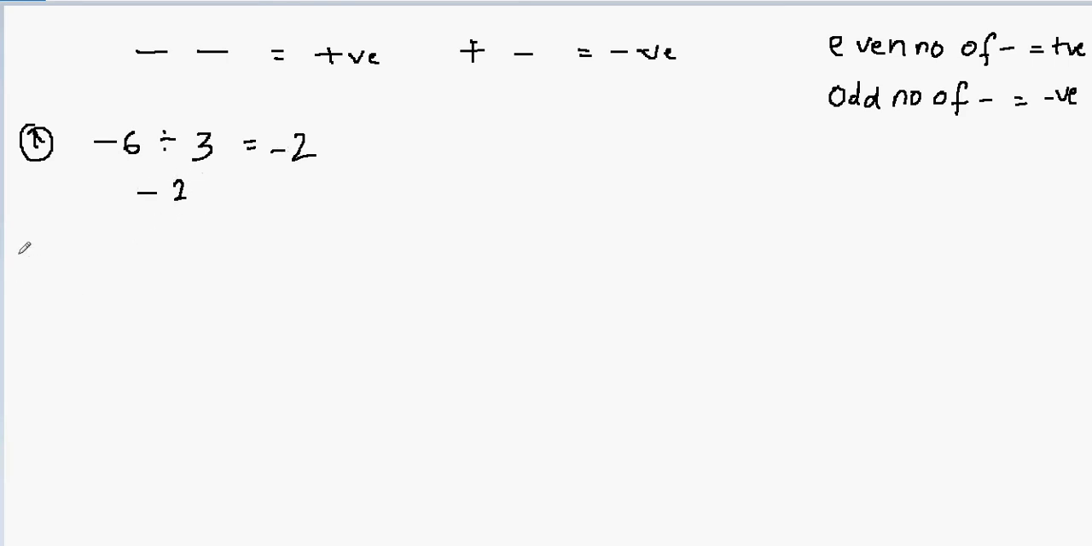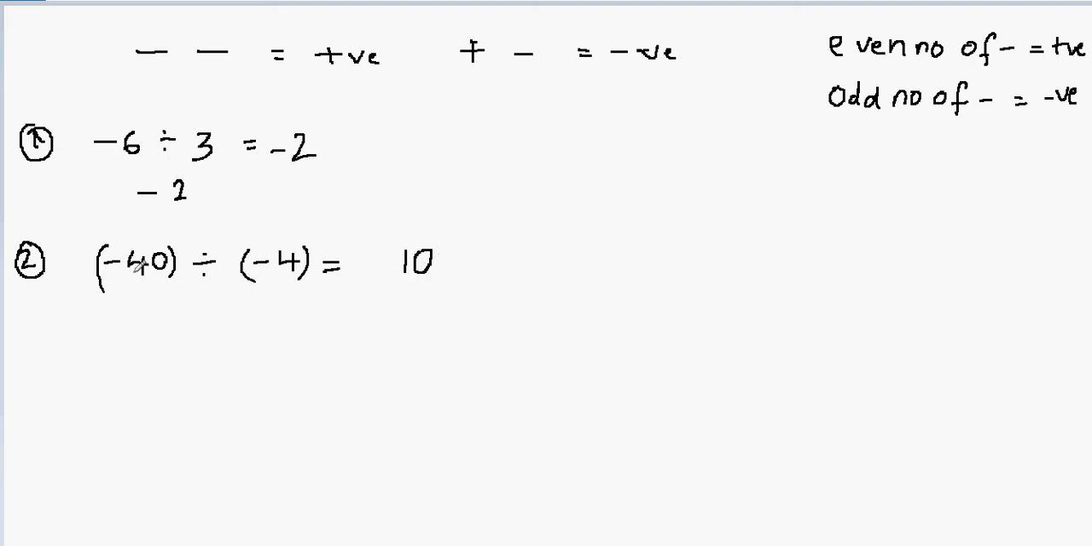Now let's take a look at the next example. The next one is negative 40, and I like to put them inside parentheses so that you don't get confused with the signs, division and negative signs. They look similar. So here I have divided by negative 4. Let's ignore the signs and just divide. 40 divided by 4, I know this will give me 10.